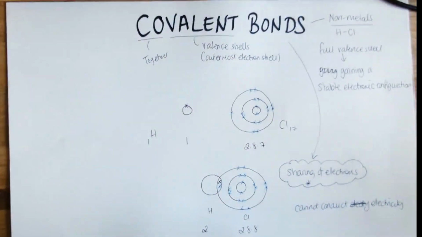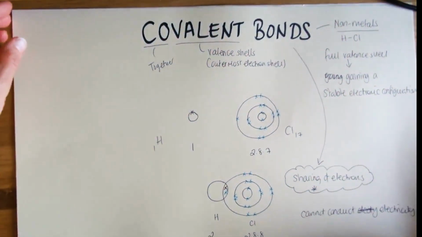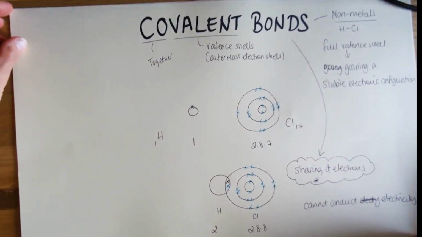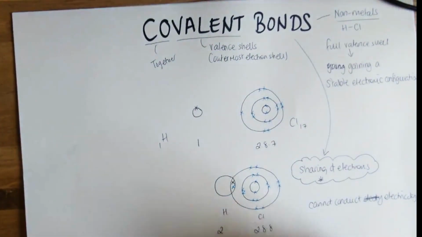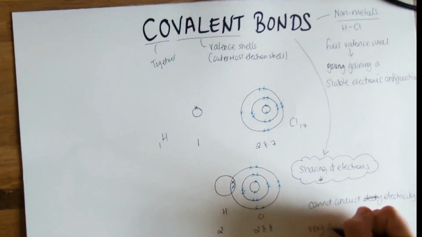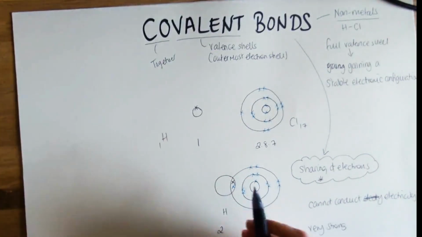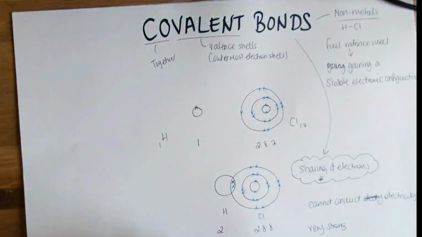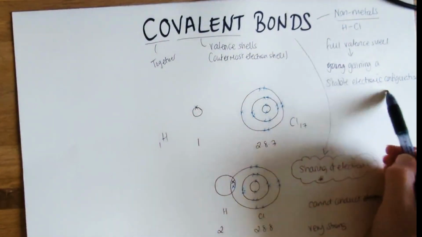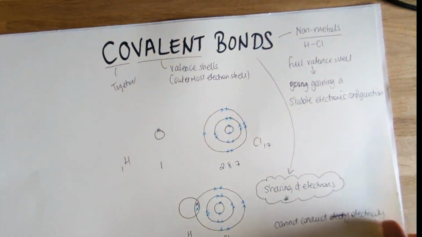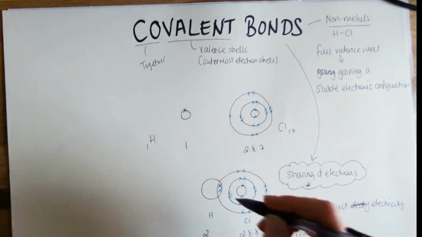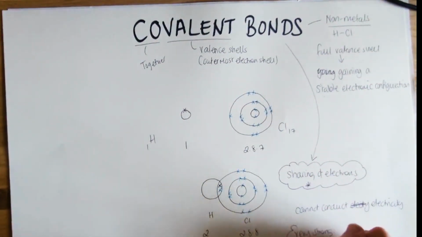The points we also need to know about covalent compounds is that these covalent bonds are very strong. They're strong because this layout is favourable. Achieving a stable electronic configuration is favourable for both atoms. Therefore, that bond is very strong.